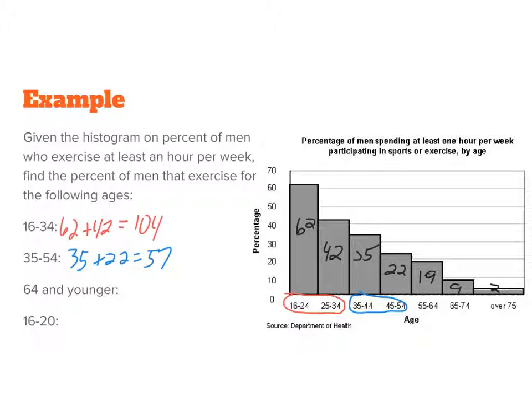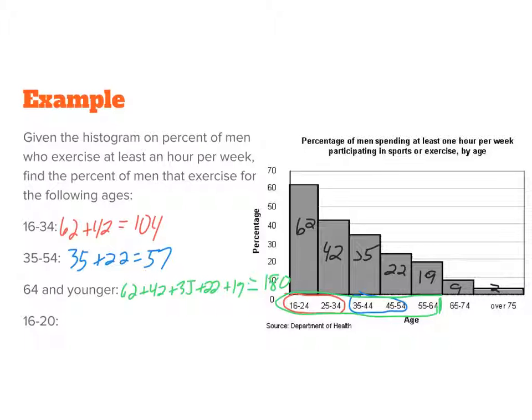For the next one, 64 and younger, that ends here and goes all the way back this way. So I need to add up all of those numbers. So 62, 42, 35, 22, and 19. If I add all of those up, I get 180.